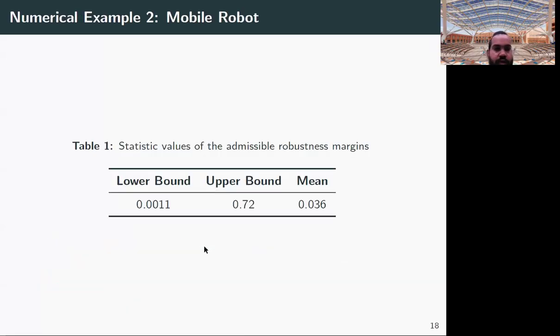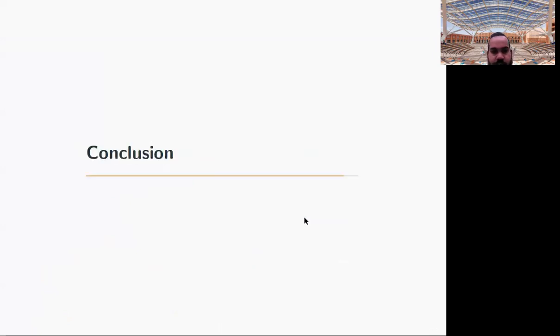So here are some numerical values. For the lower bound of the robustness margin, it is 0.01, and for the upper bound, it's 0.72. And the mean of the robustness margin is 0.036.